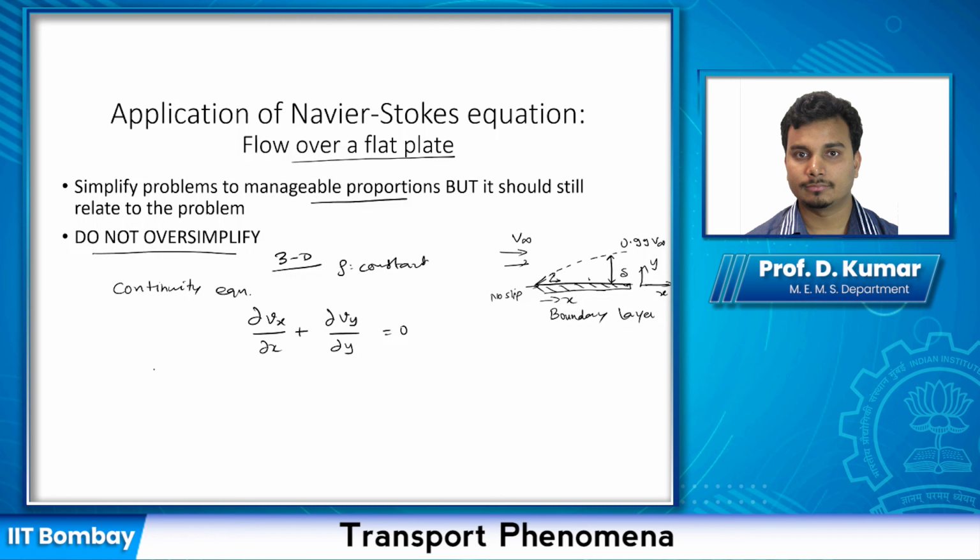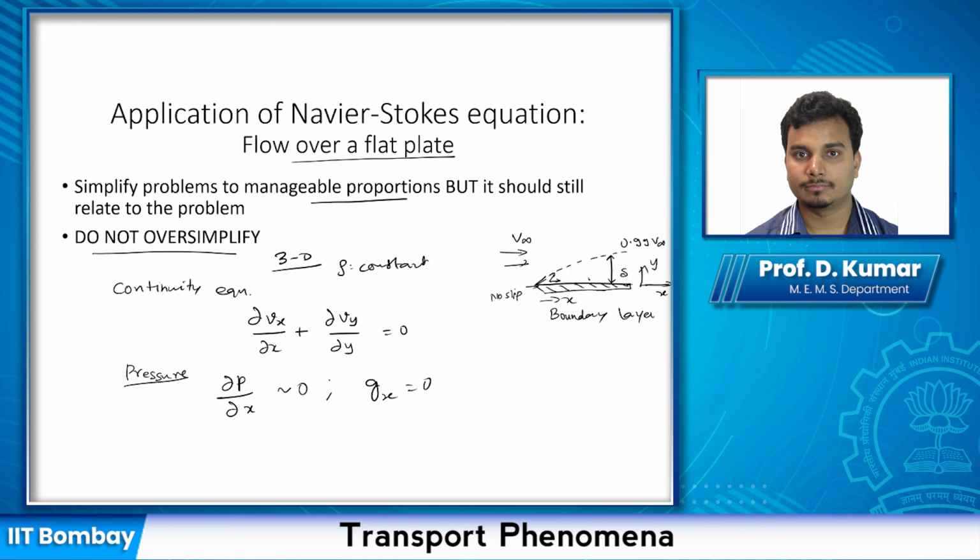The other simplification is regarding pressure. Since fluid is flowing in the bulk at constant velocity, V2 square minus V1 square is 0. There's no change in kinetic energy, so we don't expect any change in pressure. And since the boundary layer thickness is so small, we don't expect any change in pressure in the x direction either. So del P by del x is negligible. And since you have a horizontal plate and gravity is in the downward direction, the Gx term is also 0.